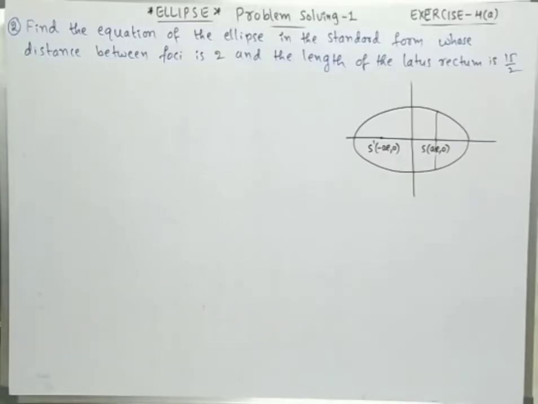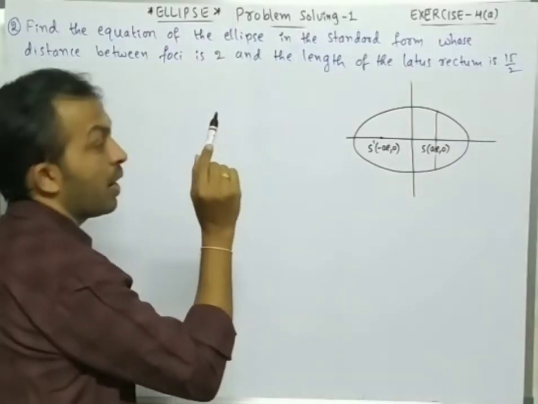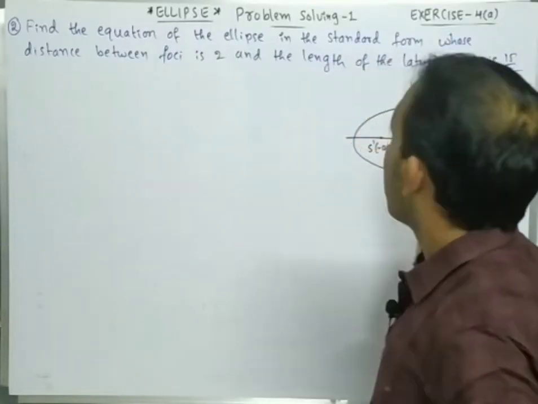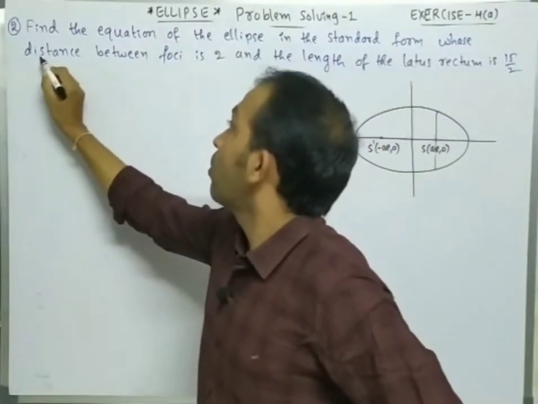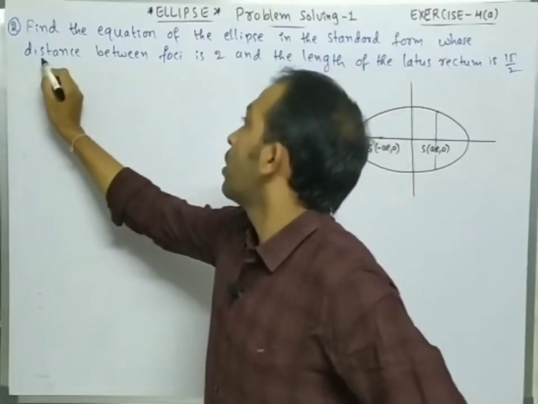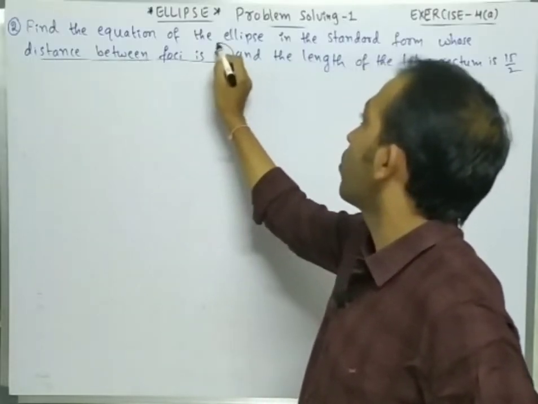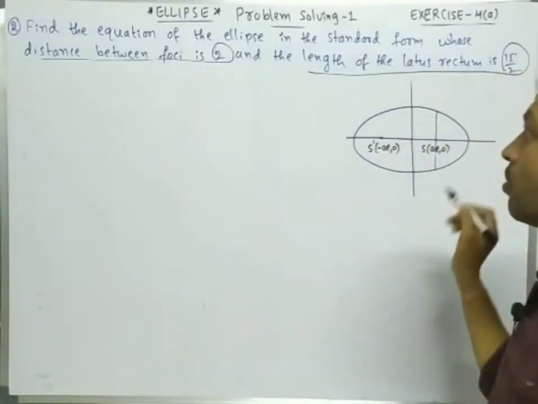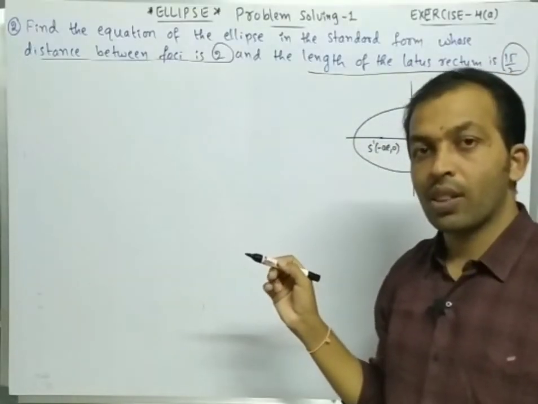Second problem, find the equation of the ellipse in standard form, given that the distance between the foci is 2 and the length of the latus rectum is 15 by 2. So these two conditions are given.